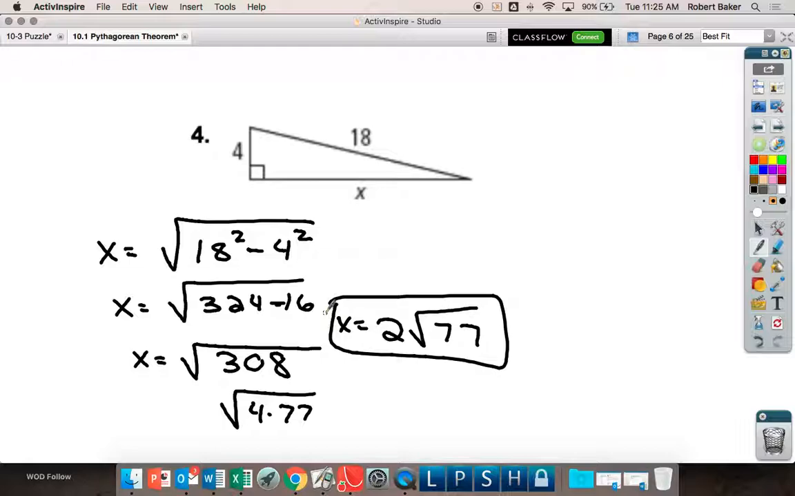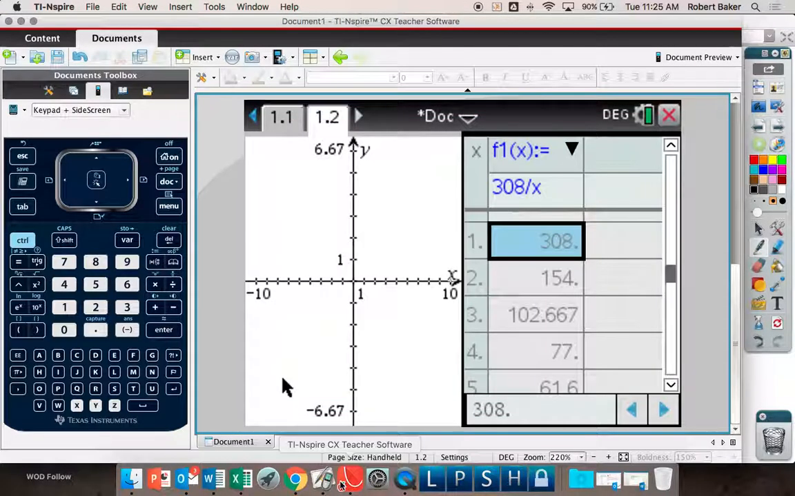X equals 2 square roots of 77. Is that how you did it? I was taught that way. That's how you were taught? So I prefer this method. It's a little quicker, not necessarily easier to understand.